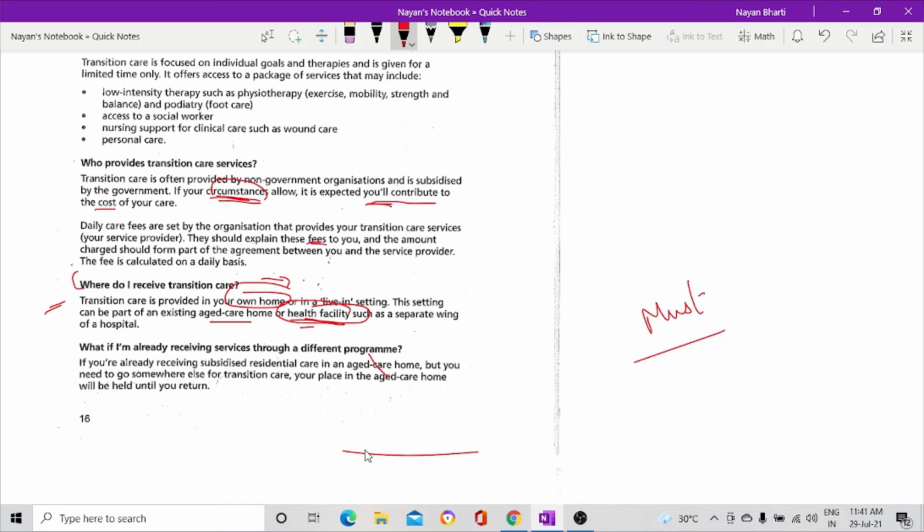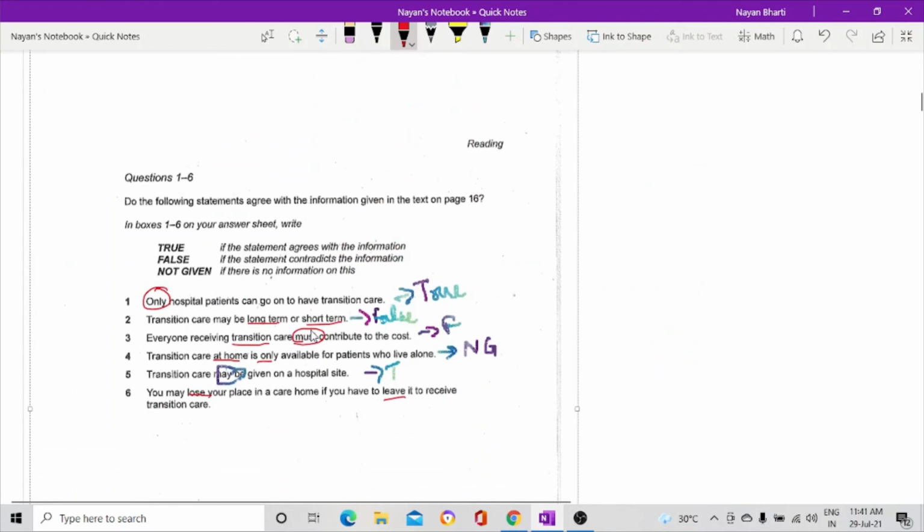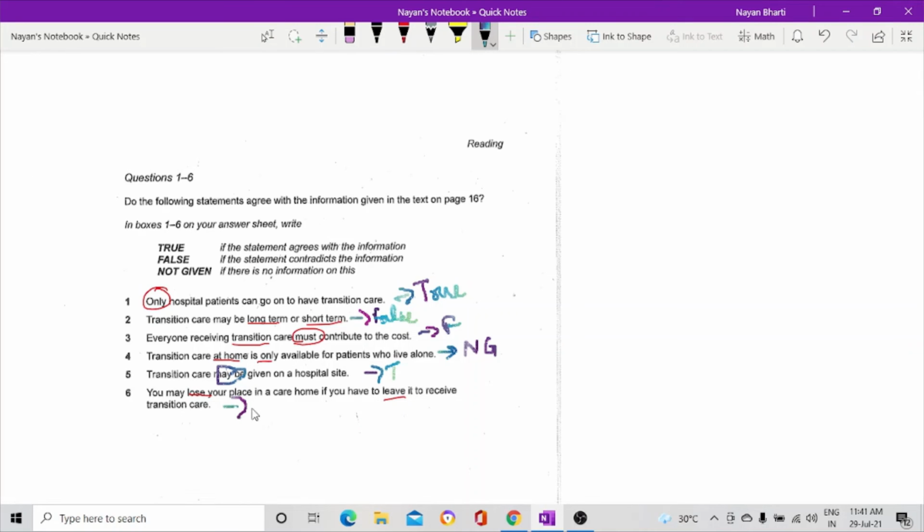Yes, it is mentioned over here that your place is going to be held. That means you are going to retain that place. It is not going to go away. But if you see in the question, it's not like that. It's completely the reverse. So that's why this answer is going to be very clearly false. Got the point? This answer is going to be false because you are not going to lose that place. Rather, it will remain. So let's write the answer for 6: this is going to be false.